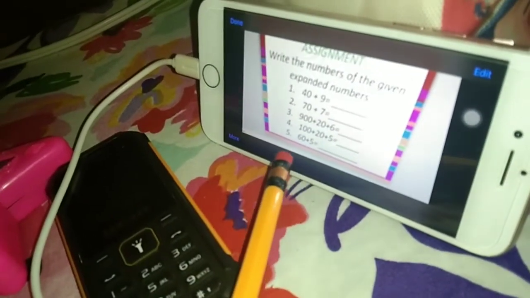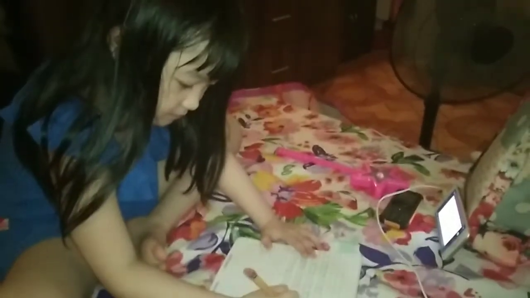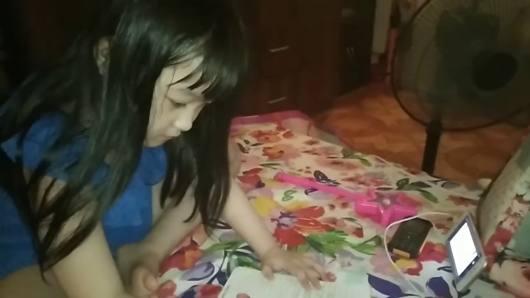This one. Those and I know. Wow. 40 plus 9. What is the number 5? The number 5 is... 2 number, so that's easy for me. That's easy for you. Ano naman number? Yes.